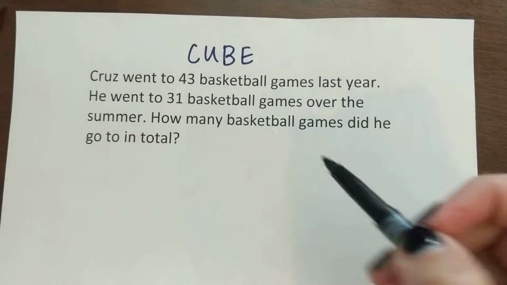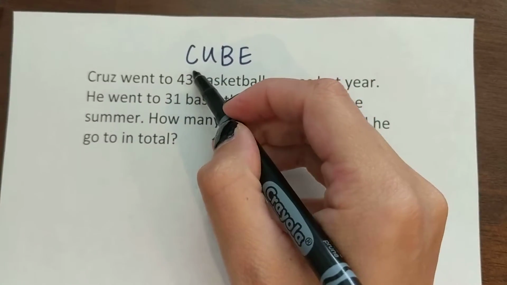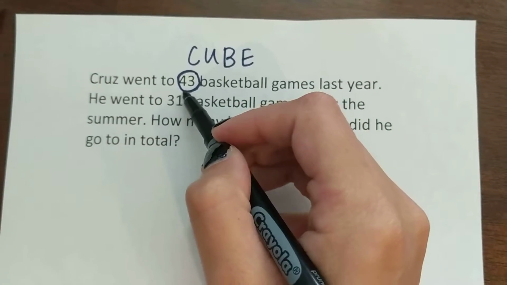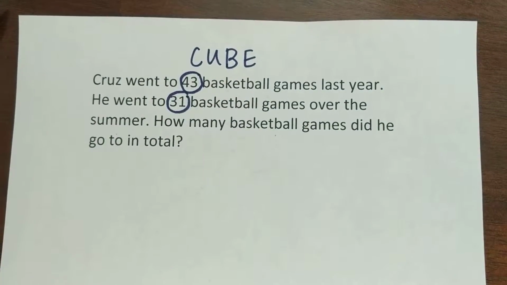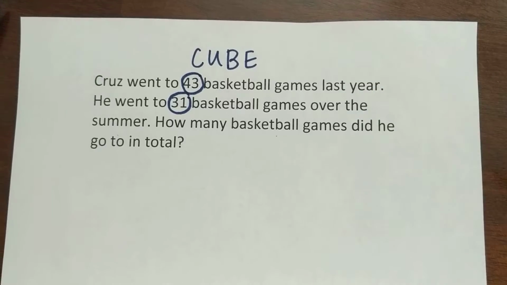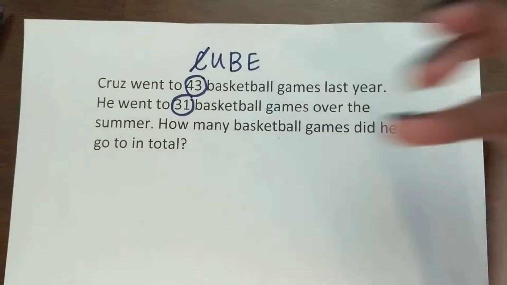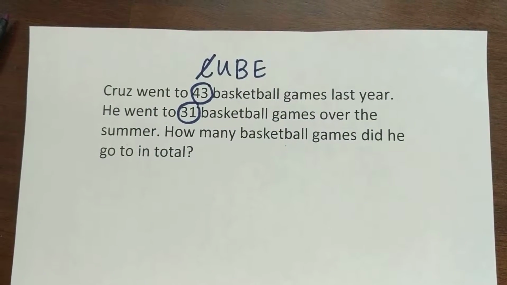So looking through the text after we read it together, we could identify that 43 is an important number and that 31 is another important number. These look like the only important numbers that we have in the problem, so we can cross off C and we're ready to move on to the next step.